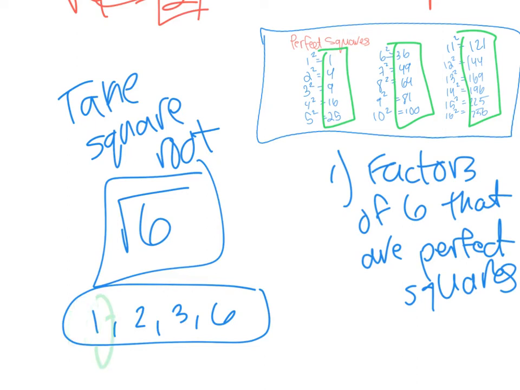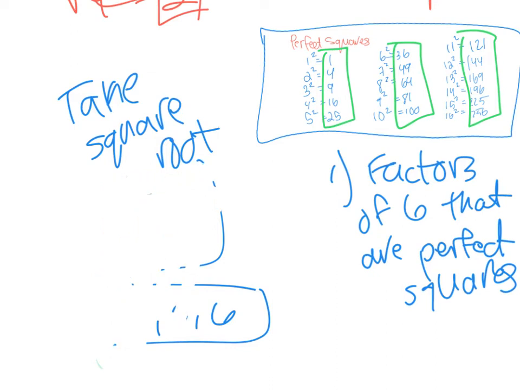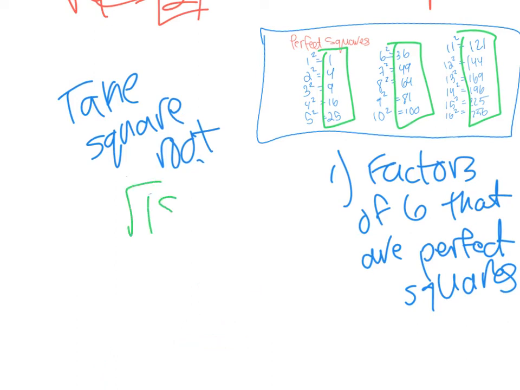Okay, let's give you another one. Let's do 18. So let's do the square root of 18, okay? So again, what are factors of 18? Well, I have 1 and 18, I have 2 and 9, and I have 3 and 6, okay? Are any of those factors perfect squares? Well, yeah, 9 is, right?